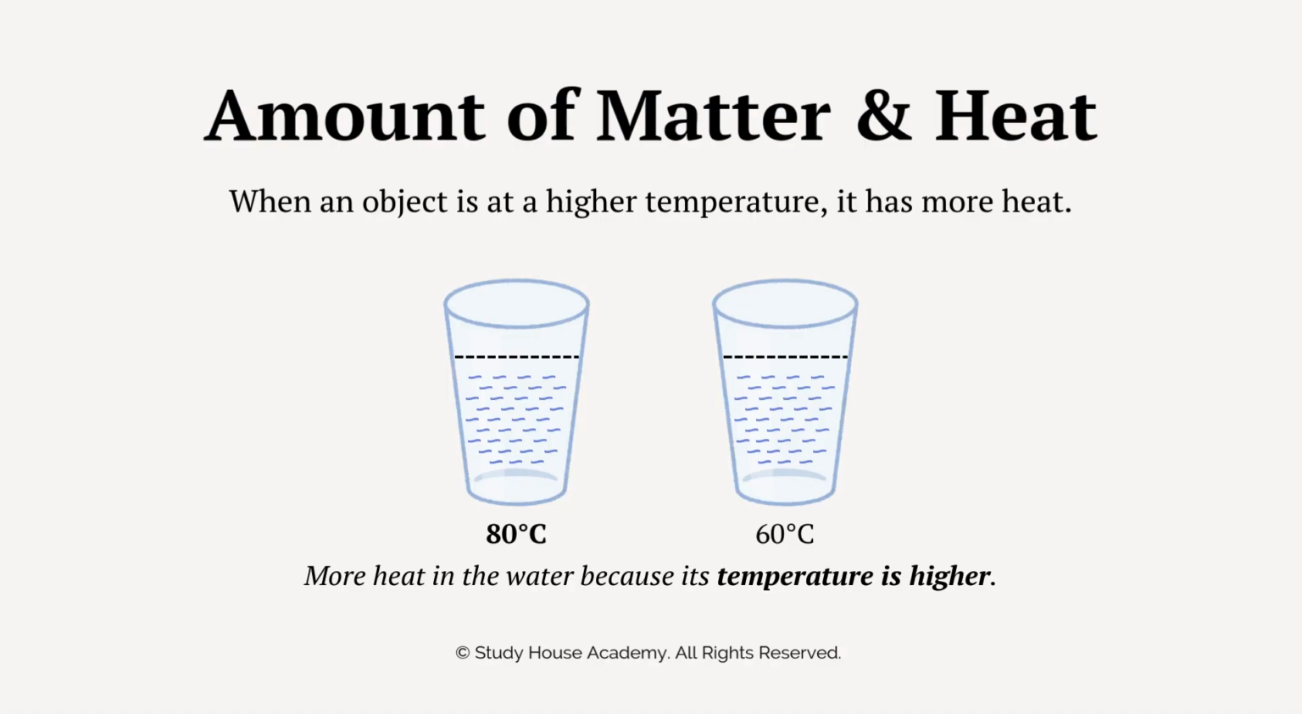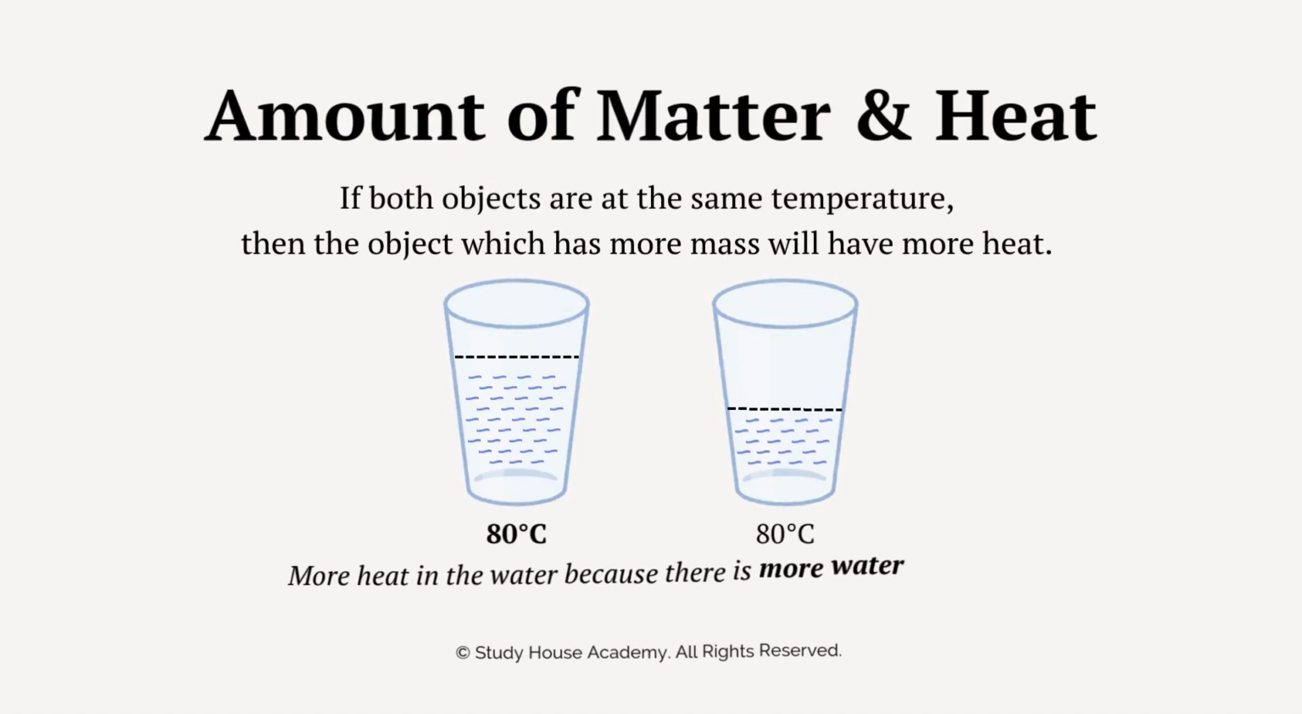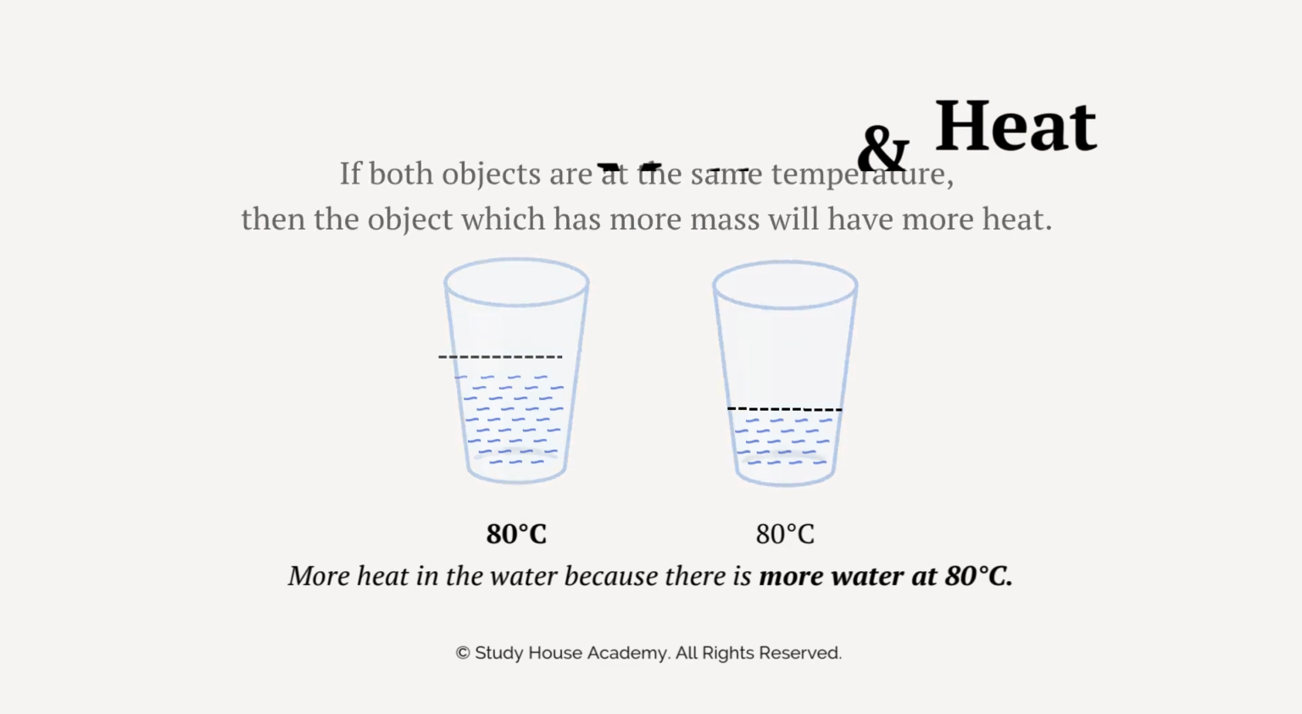Equally, if both objects are at the same temperature, then the object which has more mass will have more heat. Compare 2 cups of water with the same temperature, the cup with more amount of water will have more heat than the cup with less water.